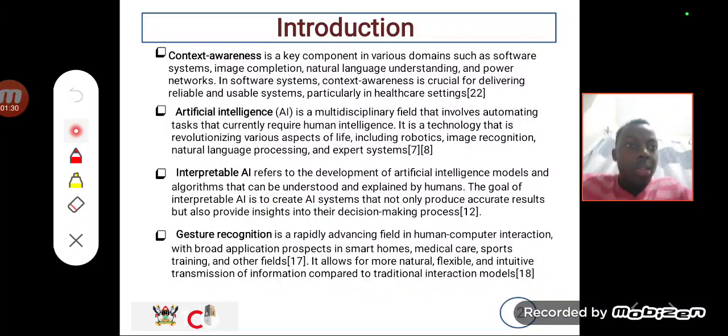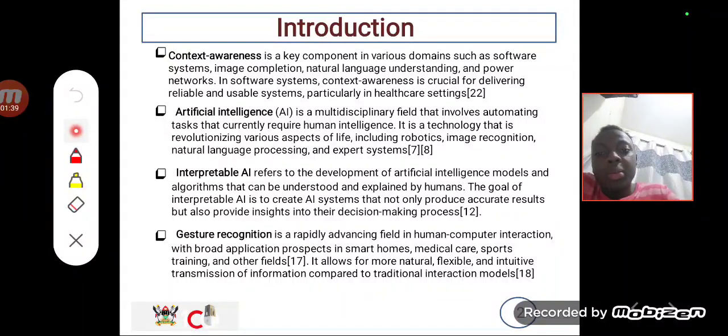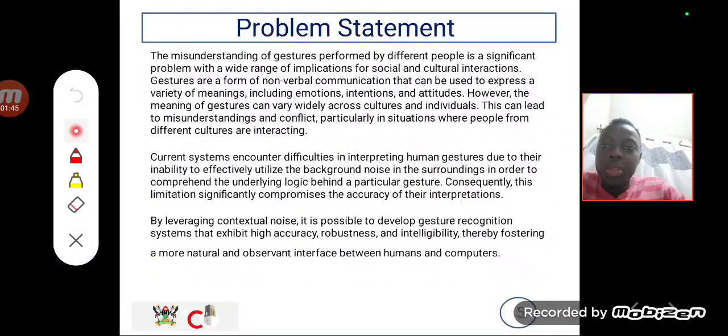And gesture recognition is a computing process that allows computers to interpret human gestures as commands. It allows a more natural, flexible, and intuitive transmission of information compared to natural interaction models.